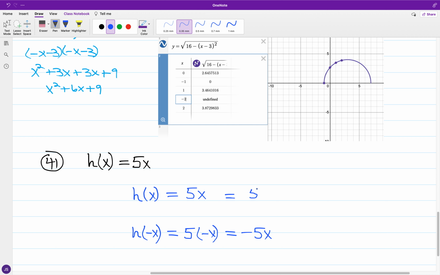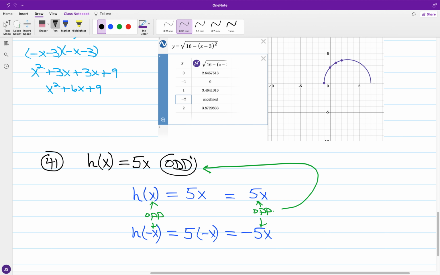So just directly comparing the inputs and the outputs, with x and negative x, those are going to be opposite, and the outputs are going to be opposite as well. So in this case, h of x equal to 5x is going to turn out to be not an even function but an odd function. If I had the same output, it would be even, but since I have opposite sign outputs, we have an odd function. And just a quick visual.